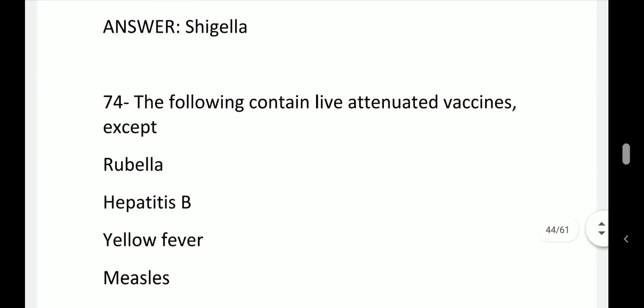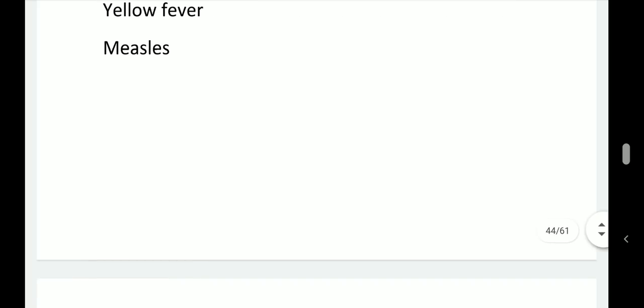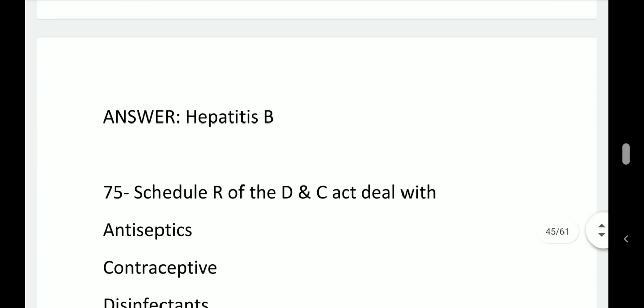Question number 74. The following contain live attenuated vaccines except option A, rubella, option B, hepatitis B, option C, yellow fever, option D, measles. Answer is hepatitis B. That is option B is the correct answer.